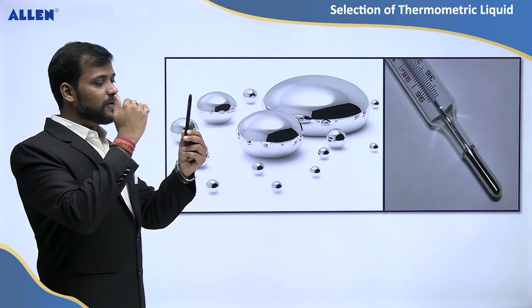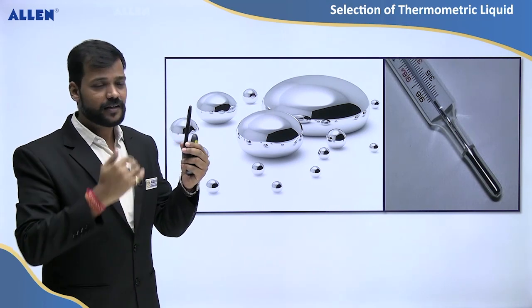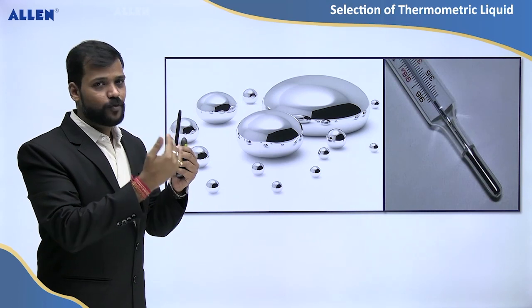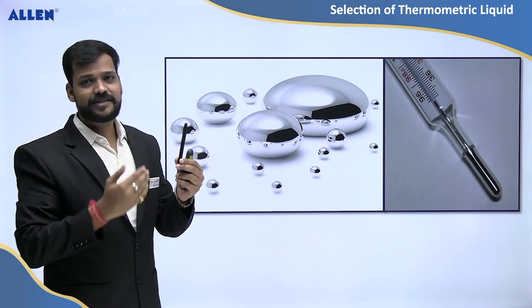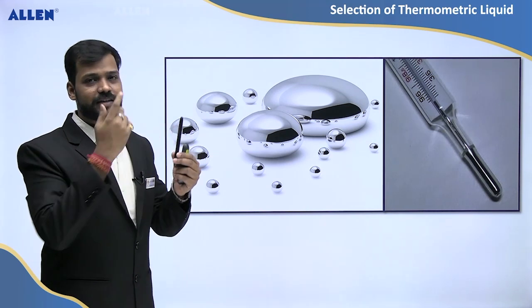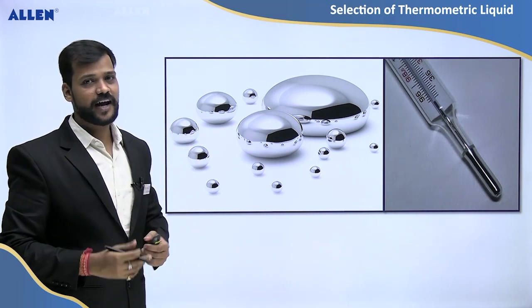Okay. So whenever you are looking at your thermometer, you cannot see through it. It is an opaque liquid and also shiny in appearance. So very easily you can recognize where it is intersecting your Celsius or Fahrenheit scale.